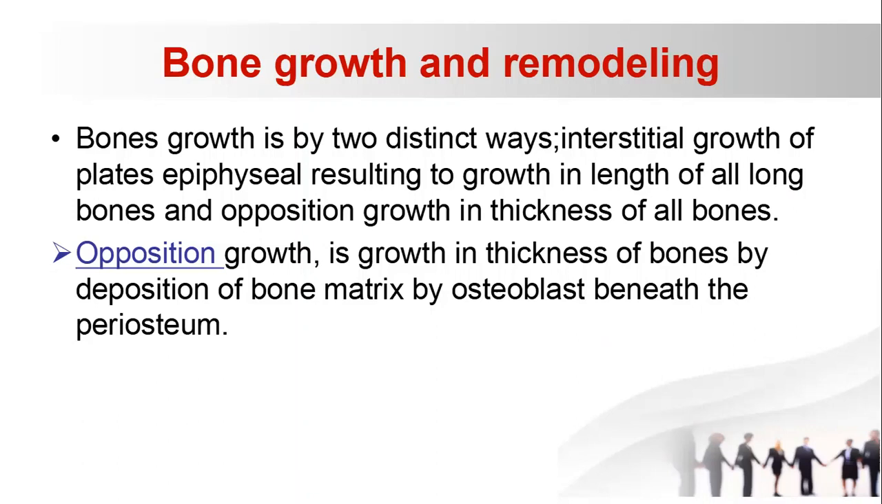So under appositional growth, this is the growth in thickness of bones by deposition of bone matrix by osteoblasts beneath the periosteum. So we have the periosteum underneath. The periosteum, which we have been talking about, has the osteogenic cells, which will now give rise to osteoblasts, which will build up the bone so it grows in thickness. So the bone will become thick by being deposited with new matrix.